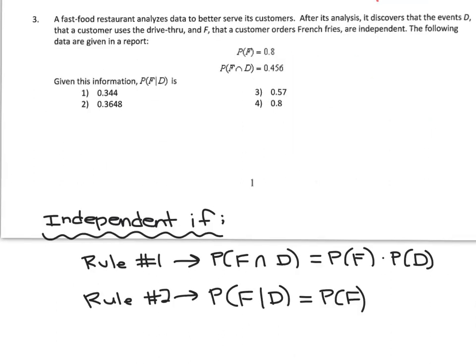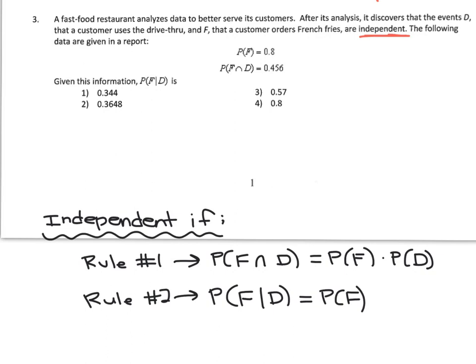Okay, so when you read number 3, a fast food restaurant analyzes data to better serve its customers. After its analysis, it discovers that the events D, that a customer uses the drive-thru, and F, that a customer orders French fries, are independent. Okay, so they're independent. Now, what I put at the bottom of the screen here was the 2 rules that we have to know for independence.